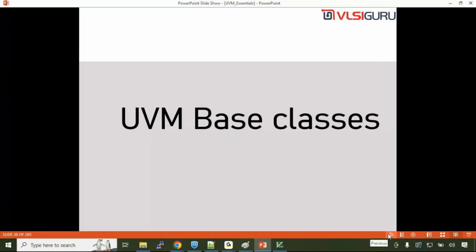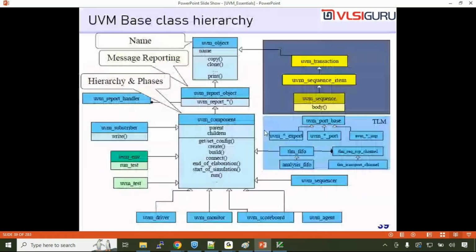Next, now let us get into UVM. Let's start off with understanding the UVM base classes. Ideally, we should call them UVM classes. Why the term base class? Base comes into the picture because these will always be used as the base classes for extending the derived classes.